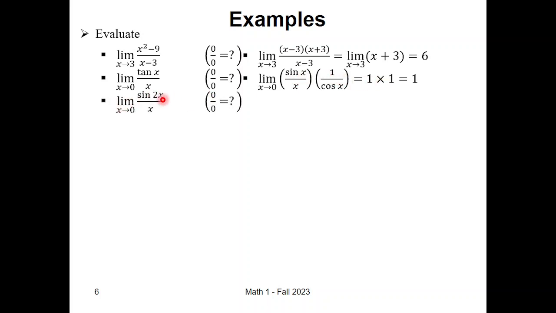Also, if we have sine 2x over x, we cannot directly apply the rule that the limit of sine x over x equals 1 when x tends to 0, because here we have 2x and here we have only x. So we have to modify this x to be 2x. It's very simple.